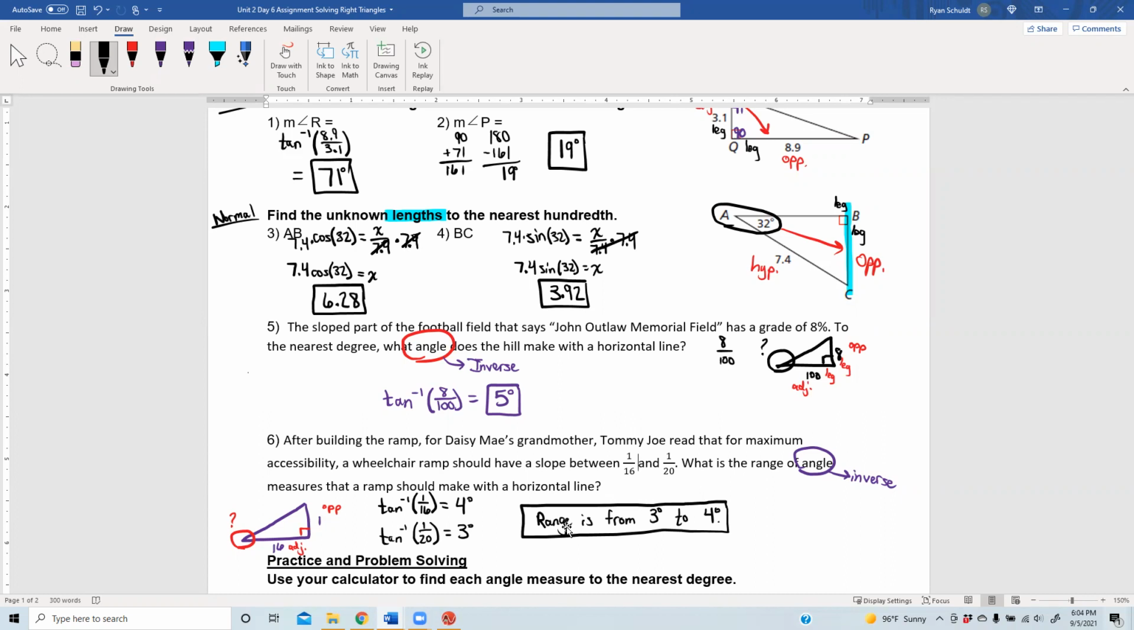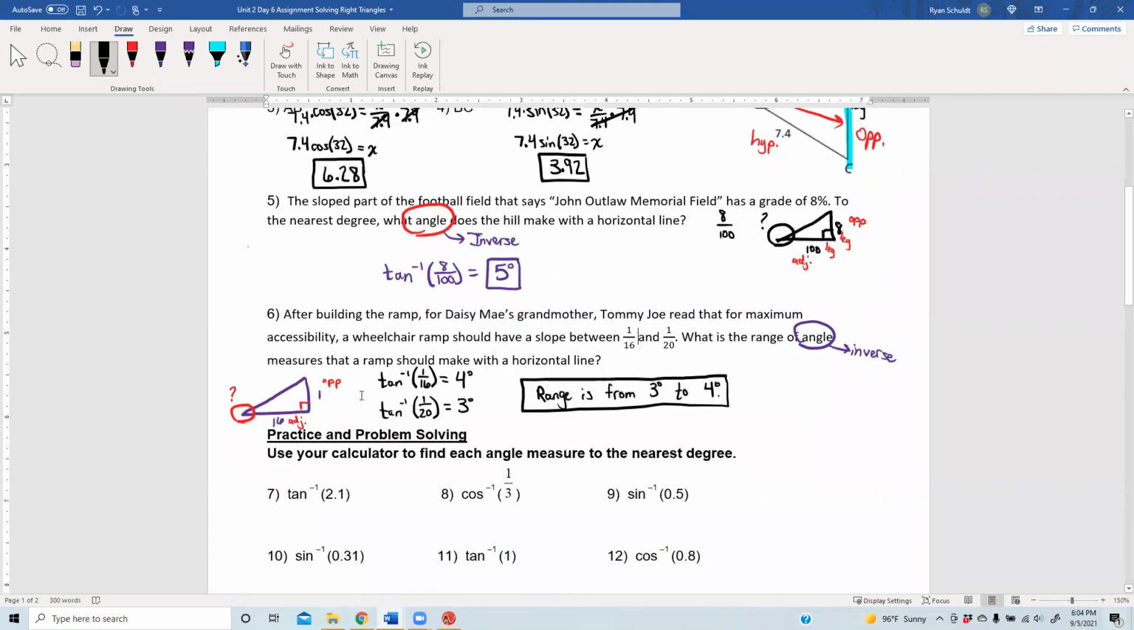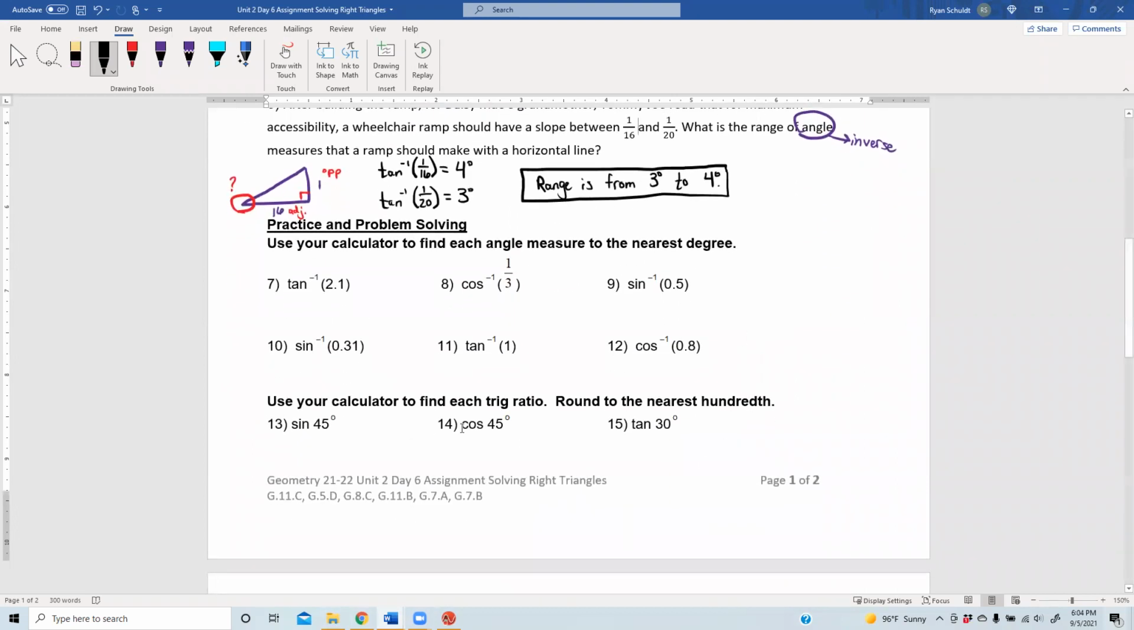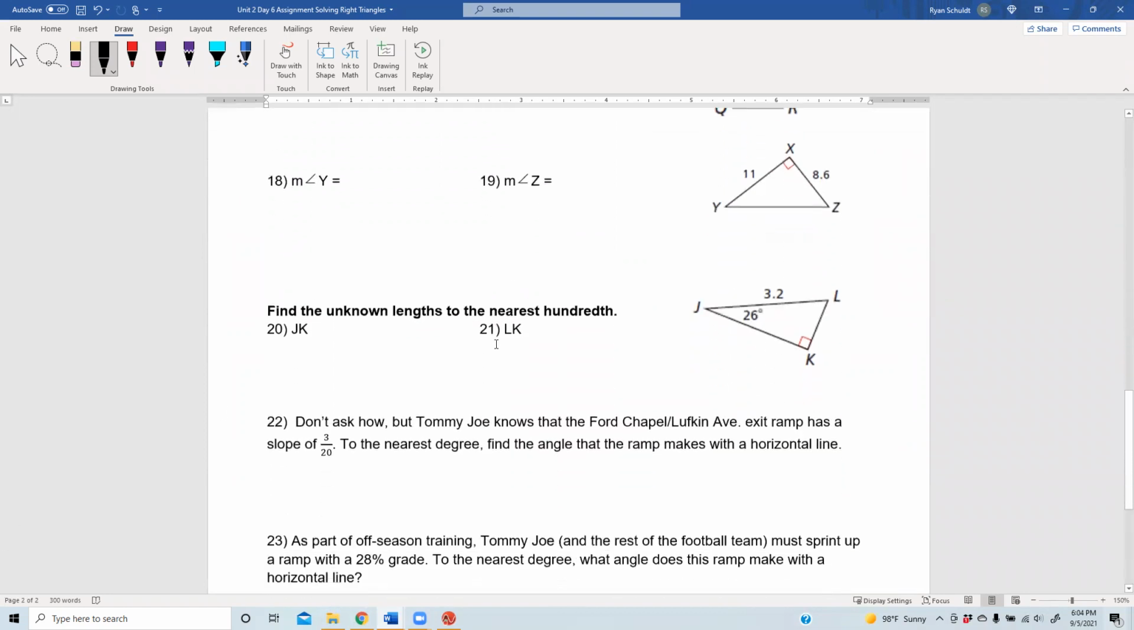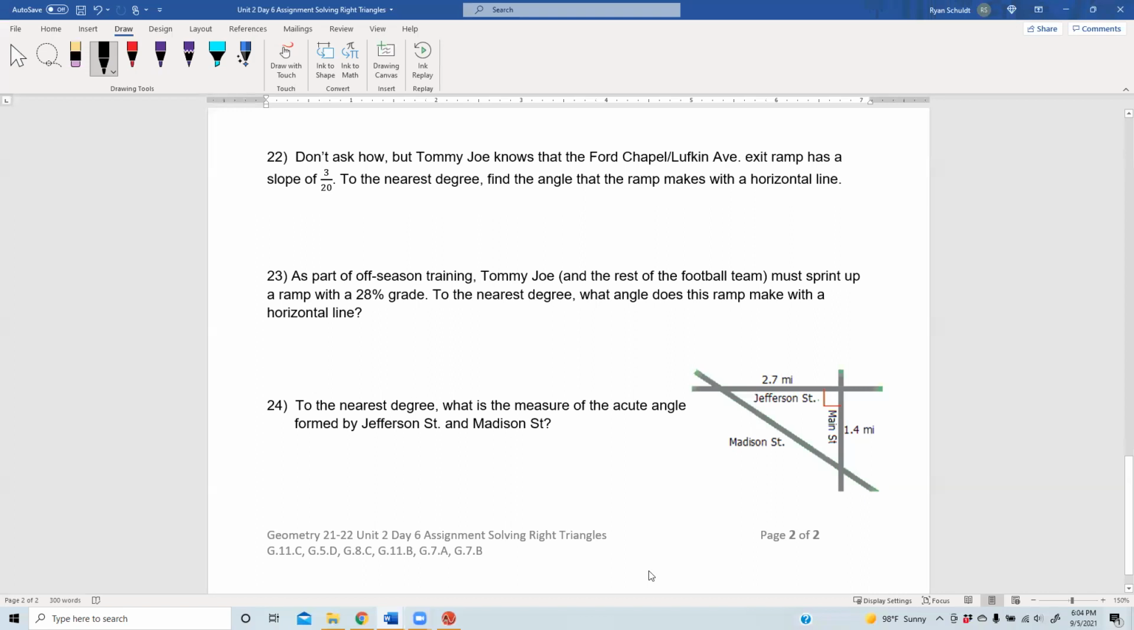Okay, so that's the guided practice. You've got 9 problems next where you're just plugging it in the calculator and rounding how it asks you to. And then you have some like we did on the guided practice. And then a few word problems. Of course, it's again going to be about Tommy Joe. Who else would it be about? But these word problems look almost exactly like the ones we just did on the guided practice.